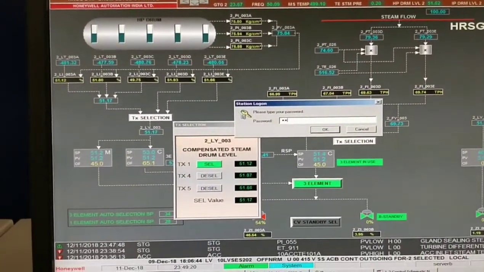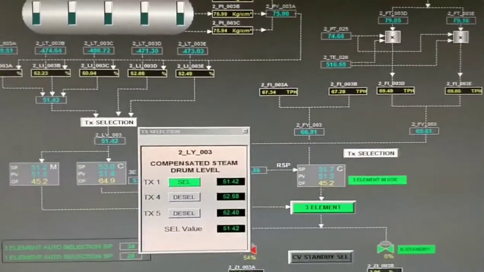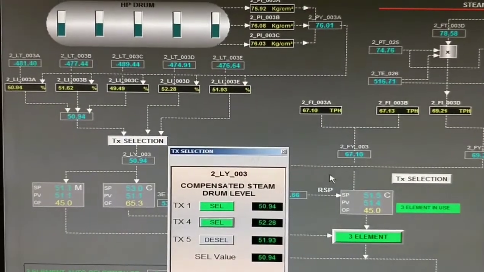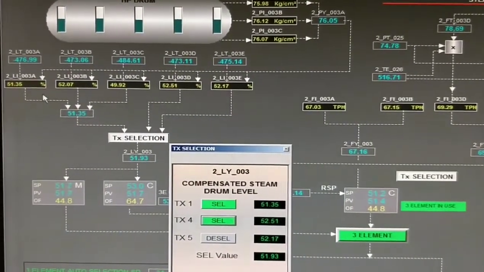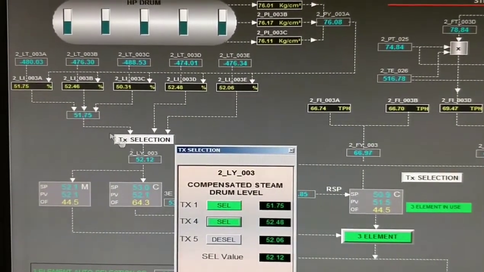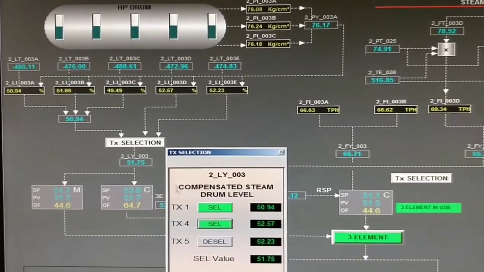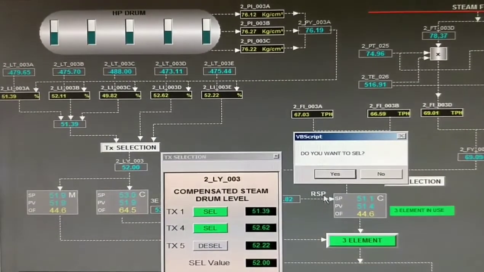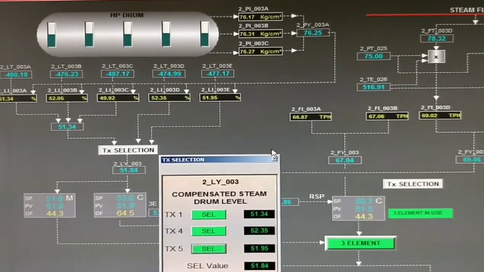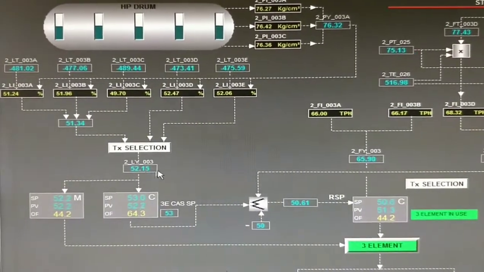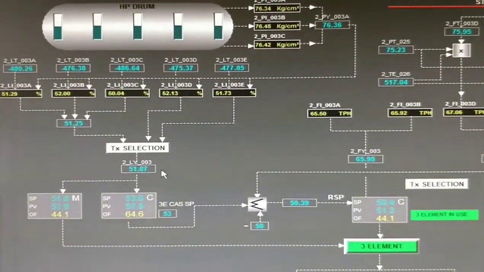higher security is again required. So the transmitter selection is added. Now you can see these two values will not be the same, since this transmitter is also added to the calculation. Now again we will select the next transmitter also. So this will provide a more precise compensated drum level.